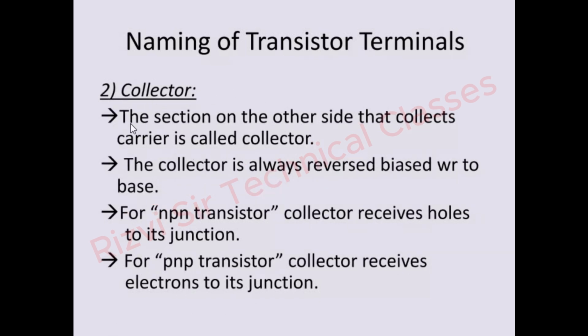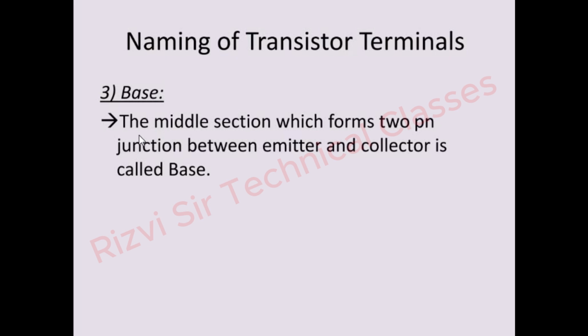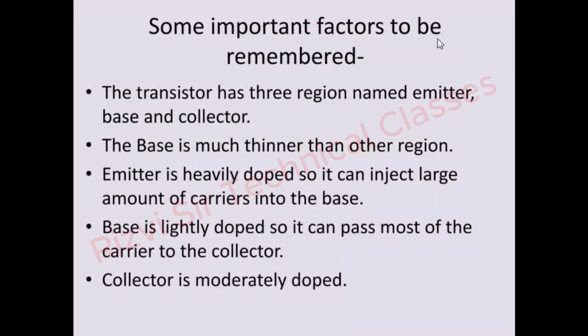Next is collector. The section on the other side that collects carriers is called collector. The collector is always reverse biased with respect to base. For NPN transistor, collector receives electrons from its junction, and for PNP transistor, collector receives holes from its junction. And the third terminal is called base, the middle section which forms two PN junctions between emitter and collector.